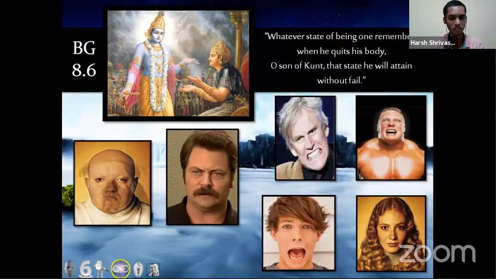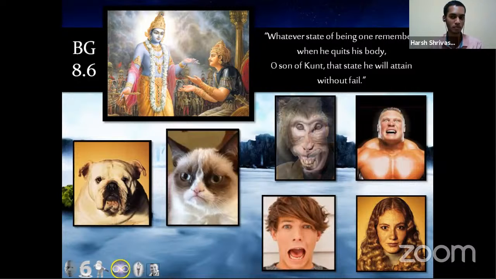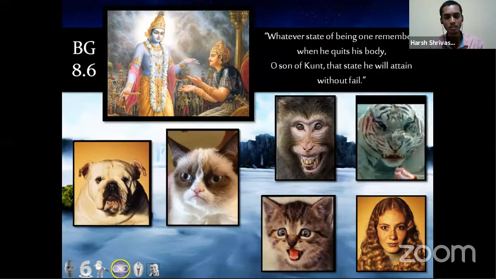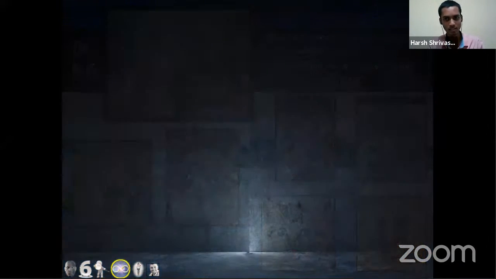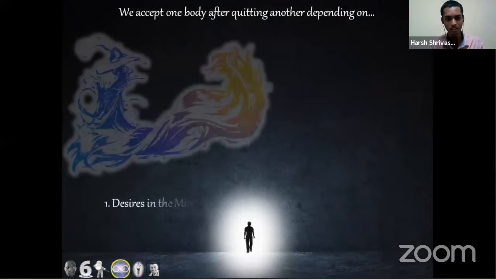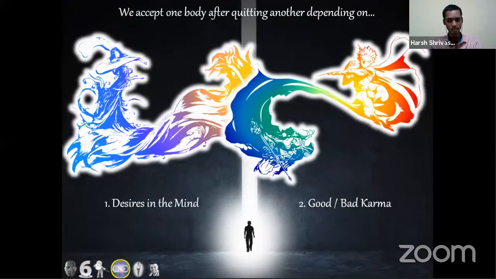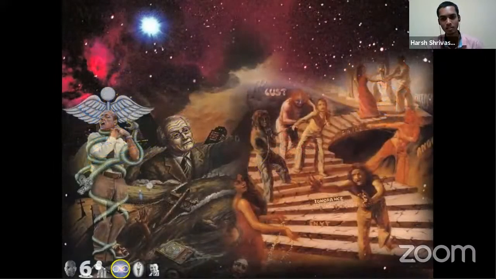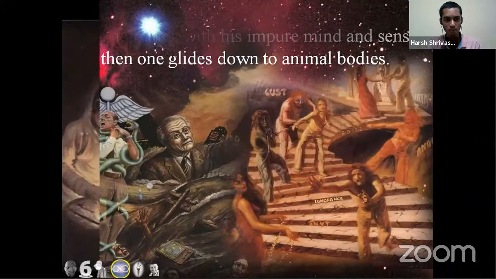So mainly there are two things which decide our future, or which decide our next body. What are those two things? First is your desires at the time of death, like it is said in this verse. Second is your karma. What type of karma you had, either good or bad karma. That decides your next body. And if you have bad karma, you will get a lower species, like animals or something like that.